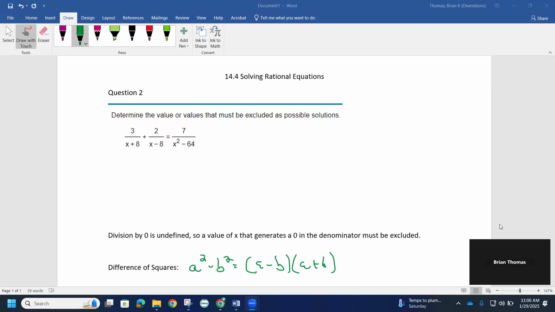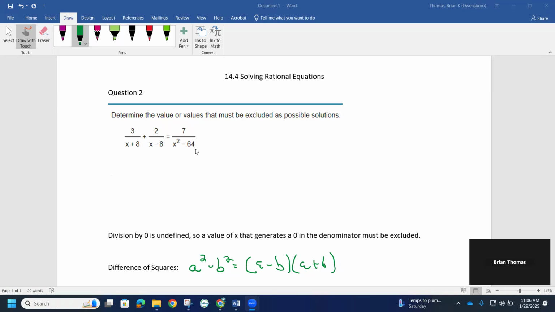So as we move further into chapter 14, we get into what we call solving rational equations. So this comes from question 2. The question says, determine the value or values that must be excluded as possible solutions.